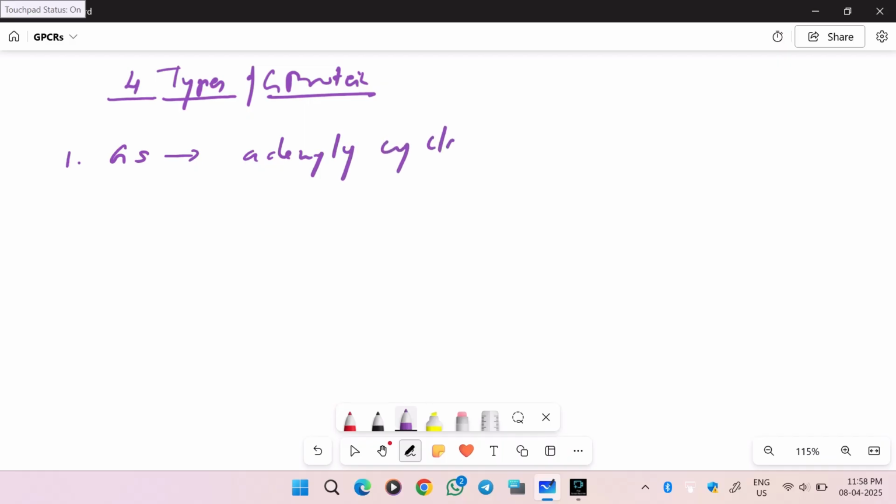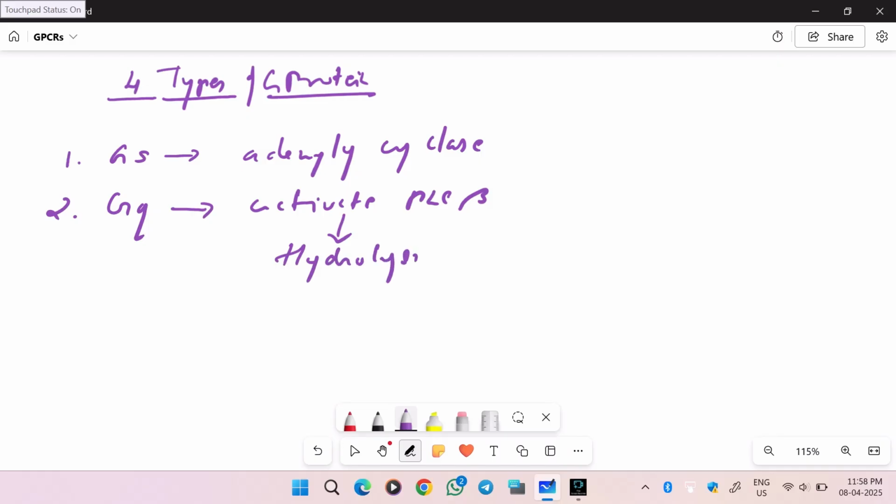Now first let us discuss Gs, and this will activate the secondary messenger adenylyl cyclase. Then the second one is Gq, and it usually activates PLC beta, the phosphatidylinositol kind of pathway. So it will lead to hydrolysis of phosphatidylinositol bisphosphate, and so on. This is a different pathway. This pathway will progress with the G protein coupled receptors.